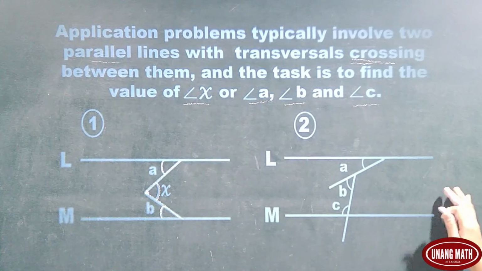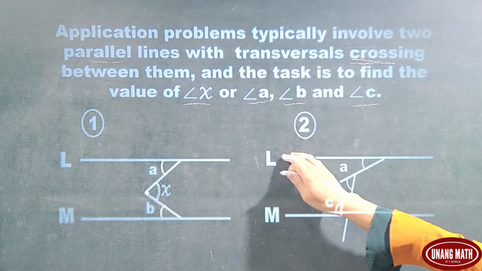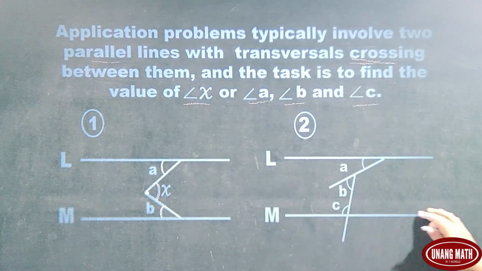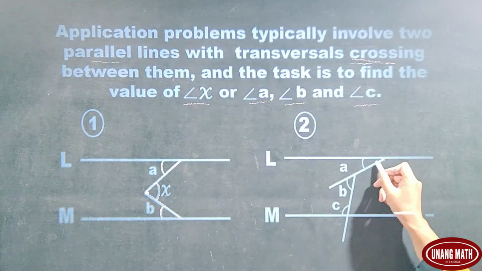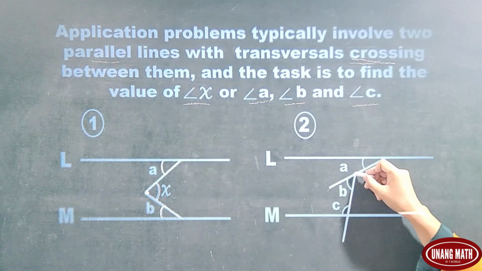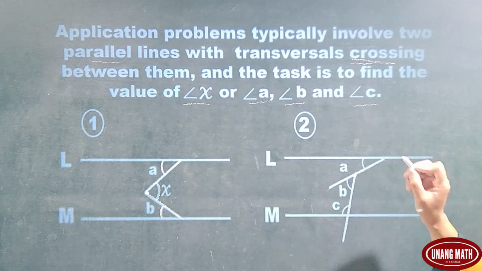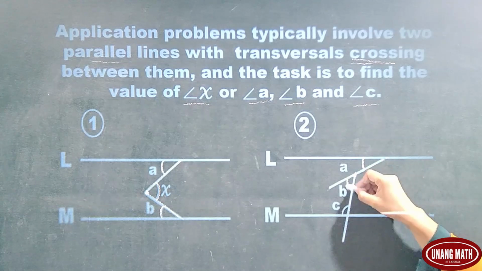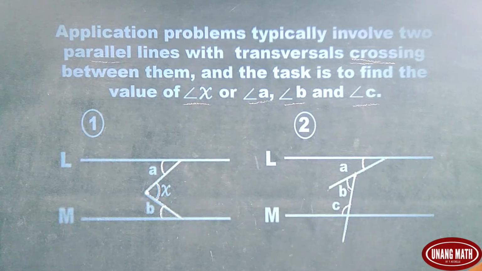Okay, what about in this second figure? Parallel lines are line L and line M. Transversals are these two lines that cross or meet at this point. So we will find the measure of angle A, B, and angle C.